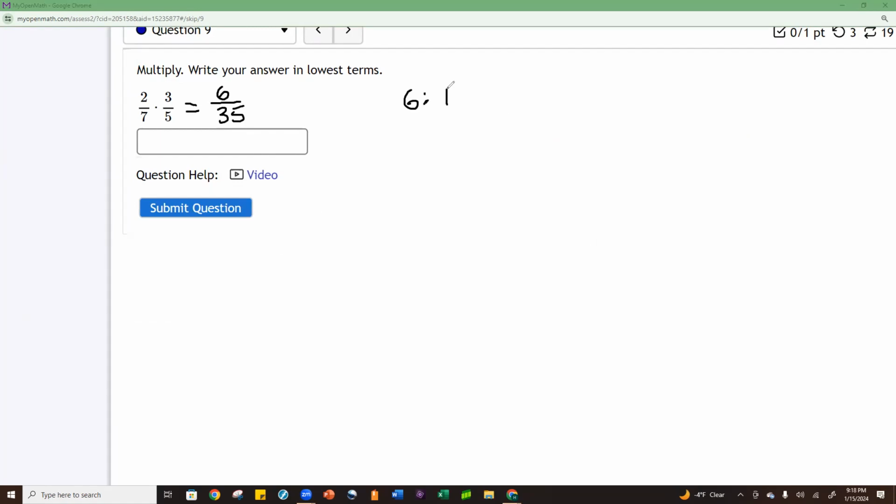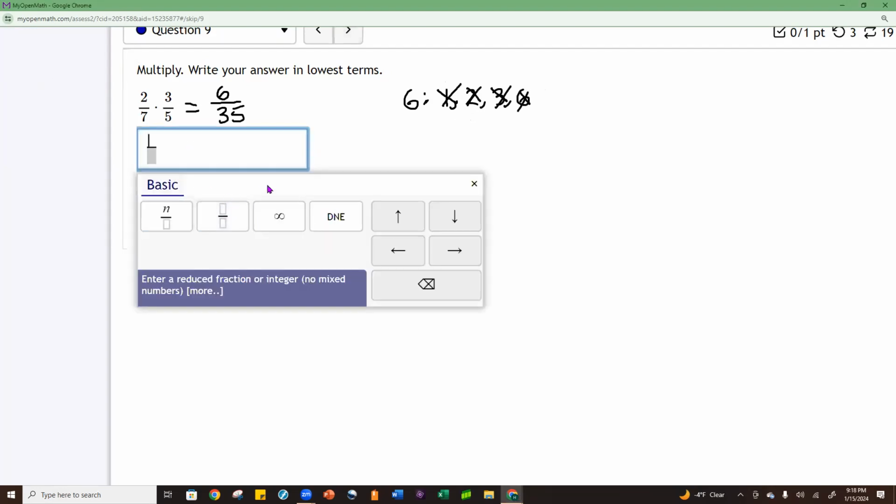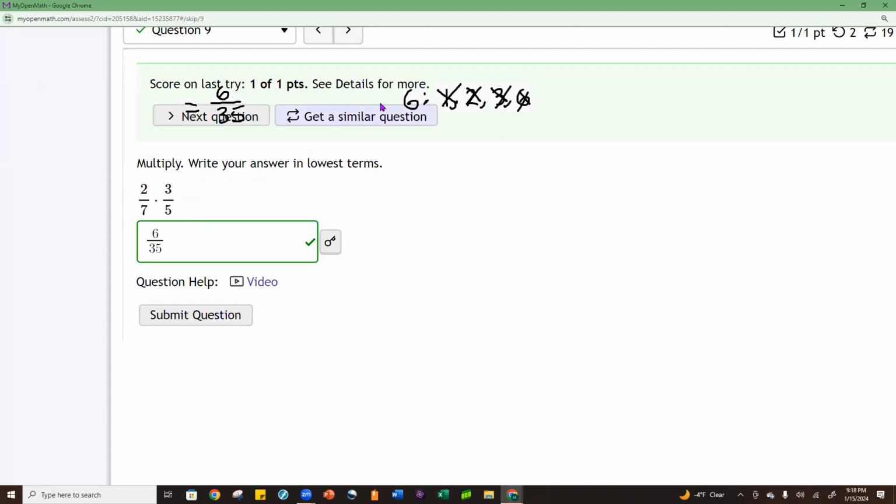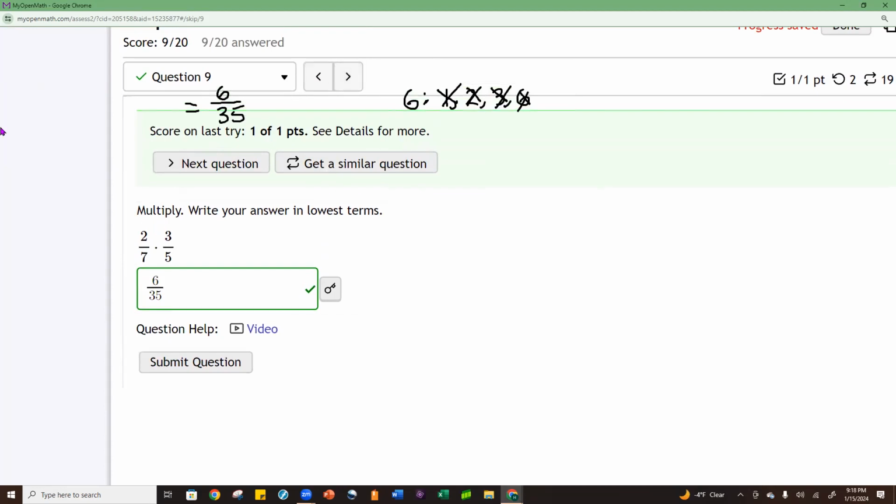6 only has these factors. So instead of listing all the ones for 35, I'm just going to say, do any of these work for 35? 1 works, but that doesn't help us. 35 is odd, so 2 doesn't go into it. 3 doesn't go into it, and 6 doesn't. So we have it in simplest form. We can just type it the way it is. Let's go on to number 10. Clear my drawings.